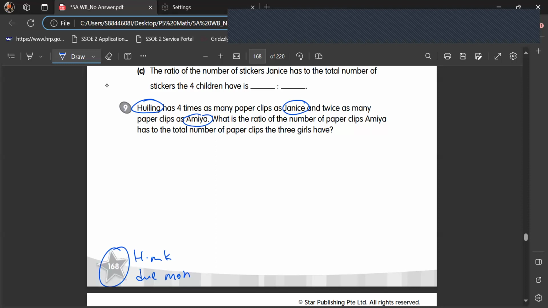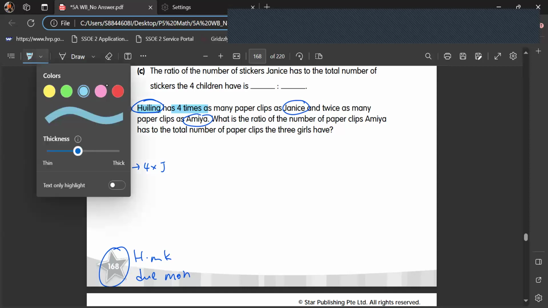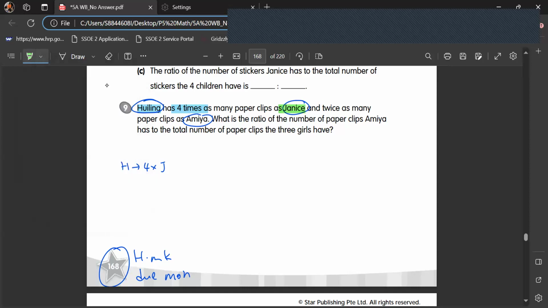Right. So you're supposed to figure out the relationship of these 3 people, starting with the first one. And you realize that Hui Ling is the person that connects all 3 of them. So you have Hui Ling, Janice, and Amaya. The first part says Hui Ling is 4 times Janice, and twice as many paper clips as Amaya. So the first is the relationship between Hui Ling and Janice. Then you see Hui Ling again. This is Hui Ling's part, Hui Ling as many as Amaya.